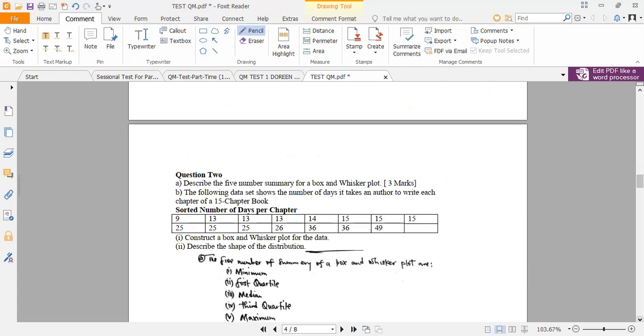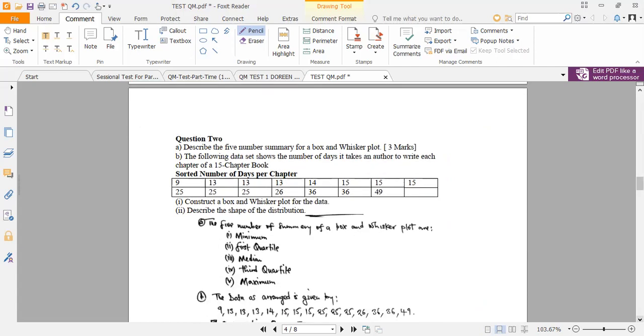Question 1 has been done. Question number 2. Describe the 5-number summary for a box whisker plot.